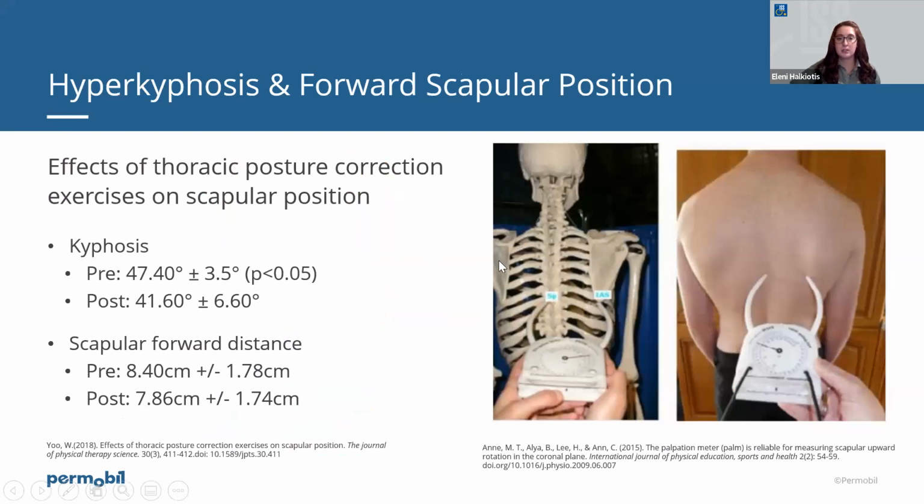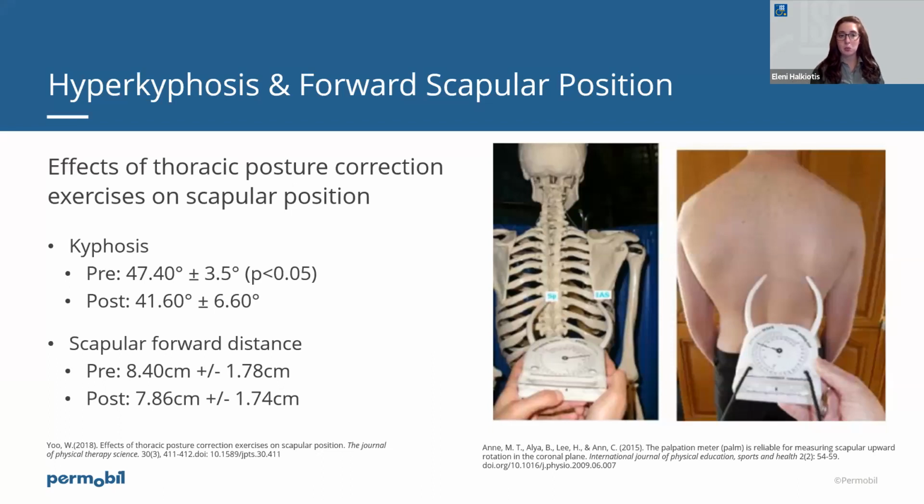A study was conducted in South Korea and published in 2018, which investigated the relationship between hyperkyphosis and forward scapular posture. The study investigated the effect of thoracic extension exercises on a group of 10 able-bodied participants. These participants all had a hyperkyphosis of greater than 40 degrees, and they were given 2 exercises to complete for a course of 12 days straight. And the exercises were specifically to reduce the extent of their hyperkyphosis. They were thoracic extension exercises.